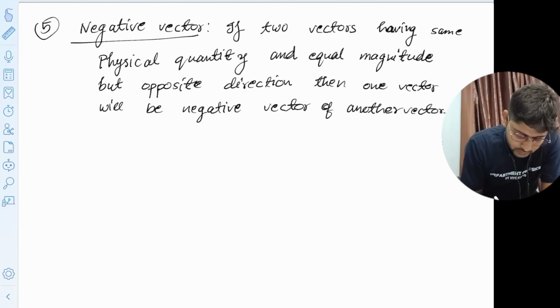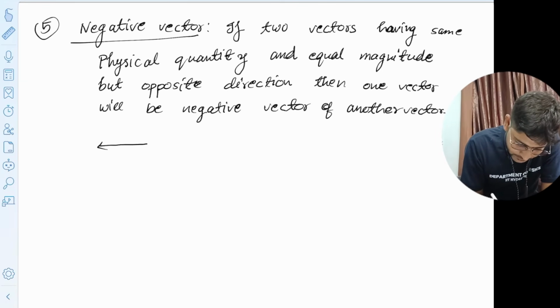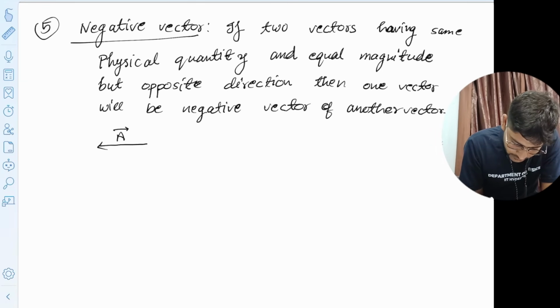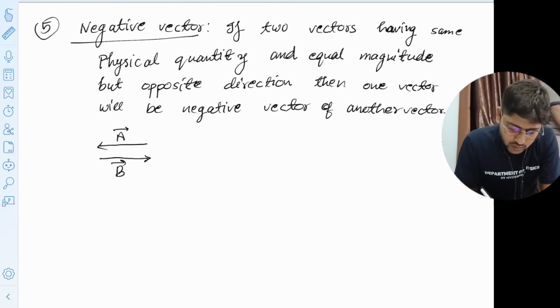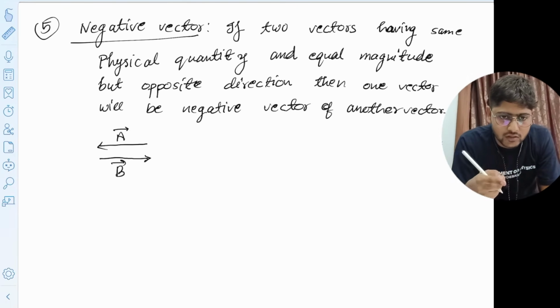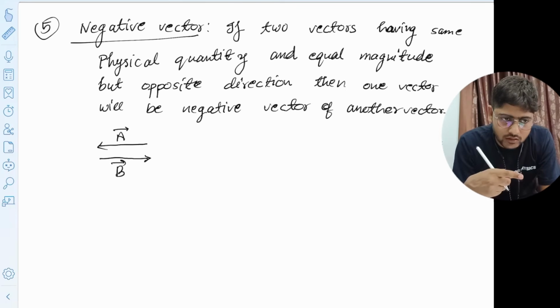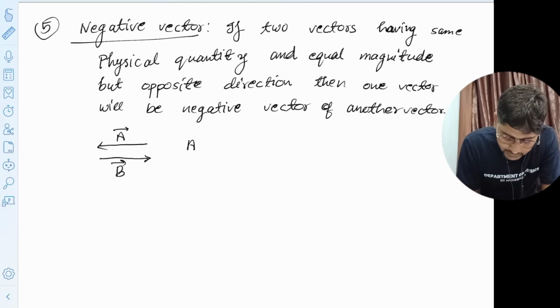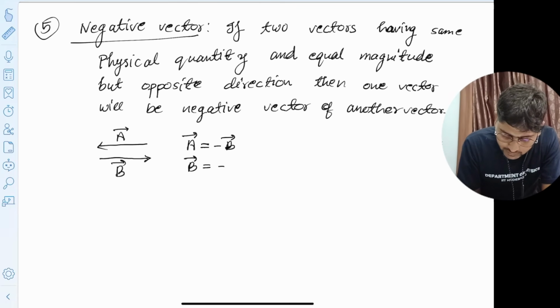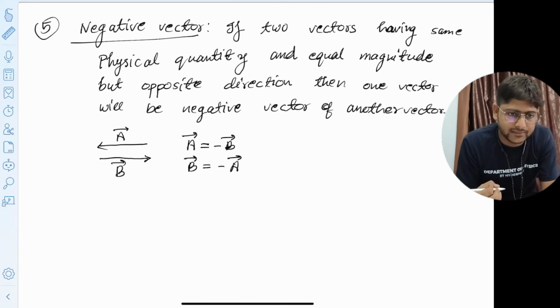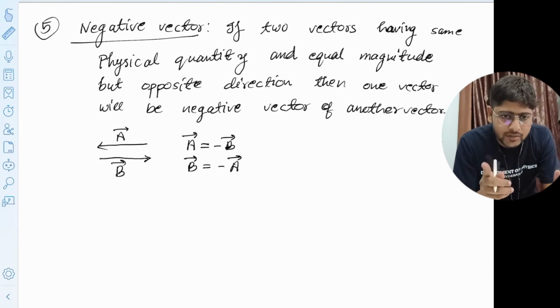So we can see how. Suppose this is our one vector, vector A. Now we have the same magnitude, but direction is opposite, vector B. So both vectors have the same magnitude, but their direction is opposite. So vector A is the negative vector of vector B, and vector B is the negative vector of vector A. So we can write vector A equals negative vector B, and vector B is the negative vector of vector A. Understand?